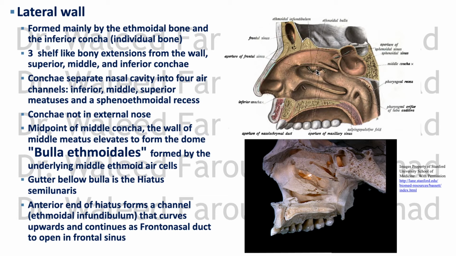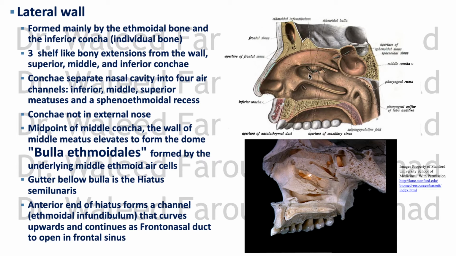Notice that there are no conchae in the vestibule of the nose. Means no conchae in the cartilaginous part. It's only in the bony part, and it's easy to remember this because you know now that the concha, the middle and superior, belong to the ethmoid bone, and the inferior concha is an individual bone.